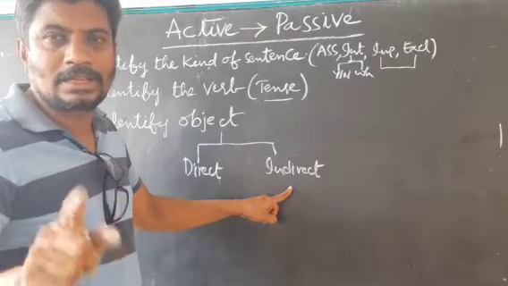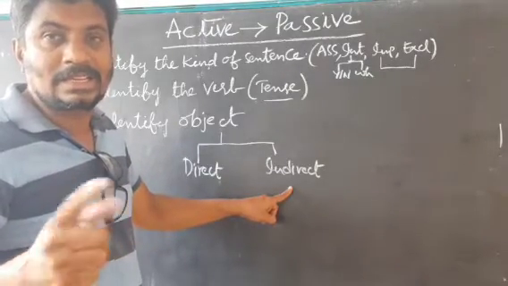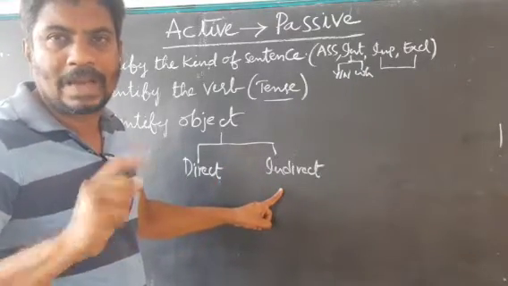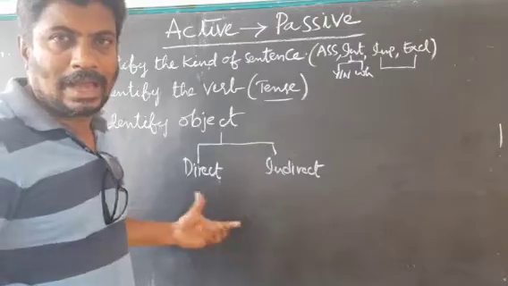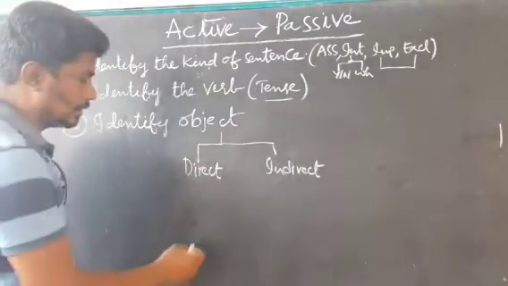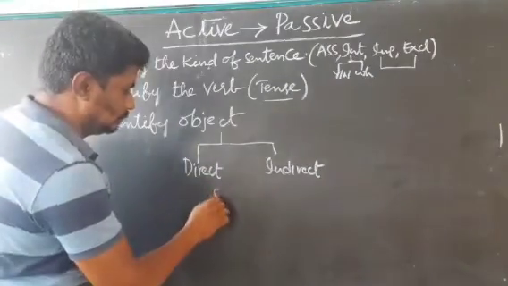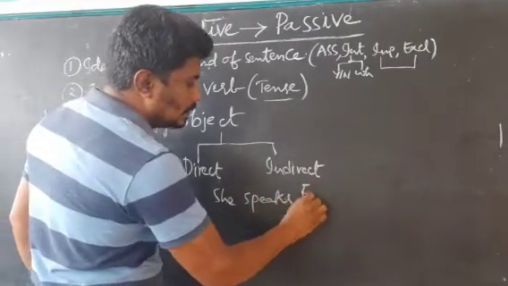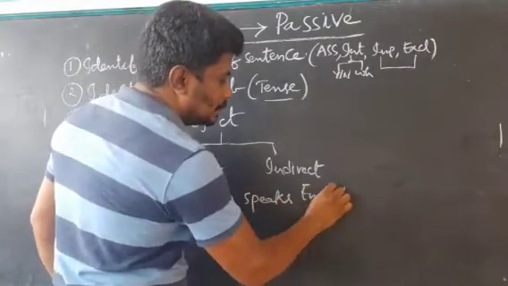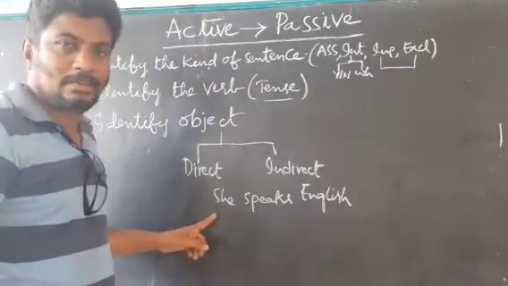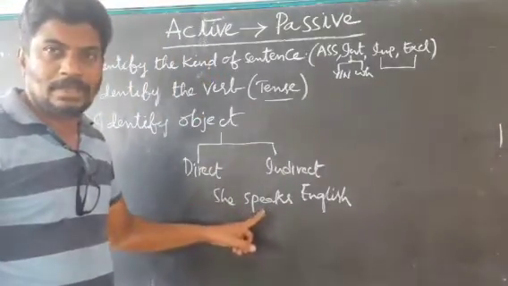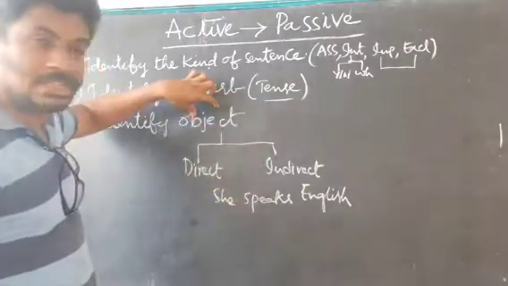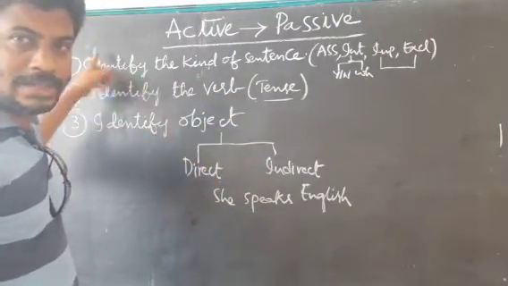That means that sentence doesn't have either a direct object or an indirect object. That statement cannot be written in passive voice. I'll explain it with one example. Look here. She speaks English. This is the statement. Let us discuss only this topic. You can follow the same order.